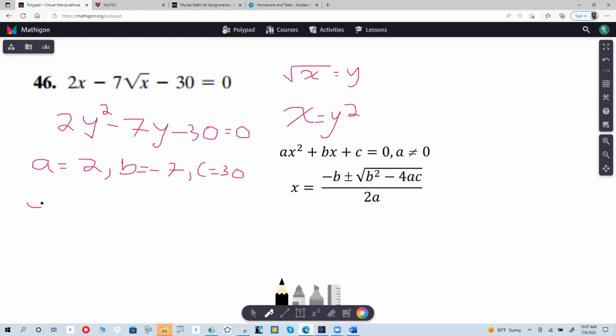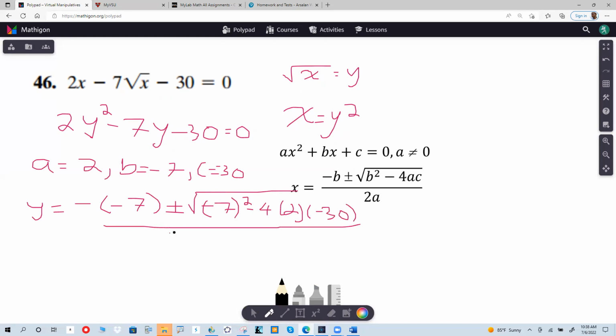Okay, my Y, and let's just write Y, not X, because we have to be careful here. Negative B, just using the formula, plus minus the square root of -7 squared minus 4A, there's a minus here, minus 30, divided by 2A.